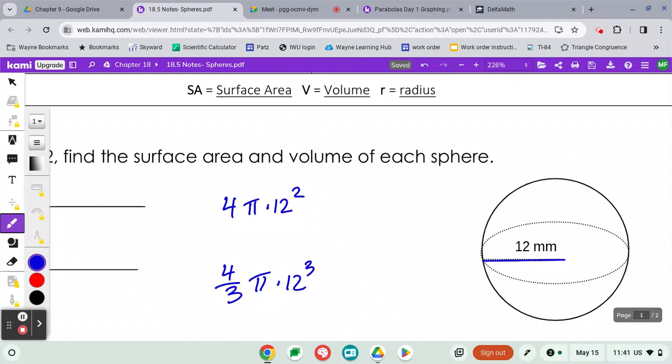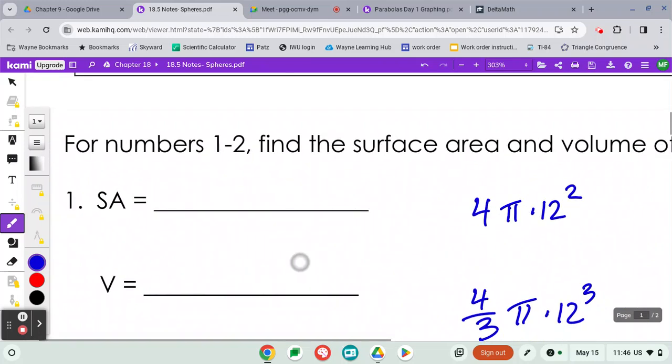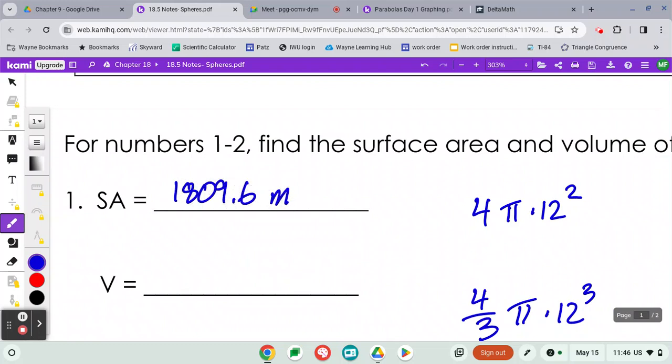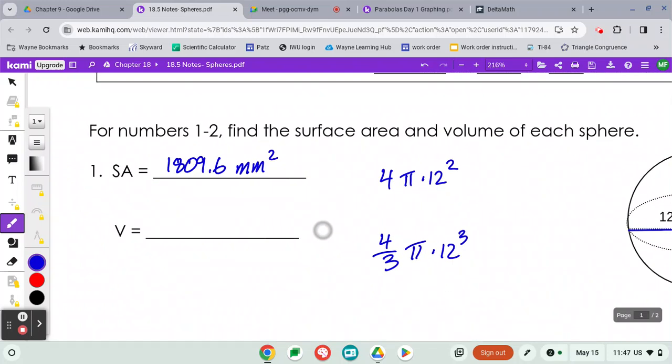I know 4/3 and also to the third, you might not know how to put it in, but give it a try. 1,809.6. All right, good. So 1,809.6, and we know it's surface area, so millimeters squared. Good. Thanks. All right, volume. Now, you might not know how to type this into your calculator. So 4/3, we need to do 4 divided by 3, okay? Then times pi times 12.